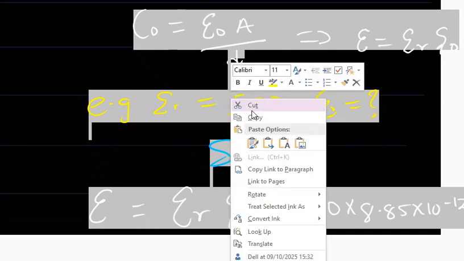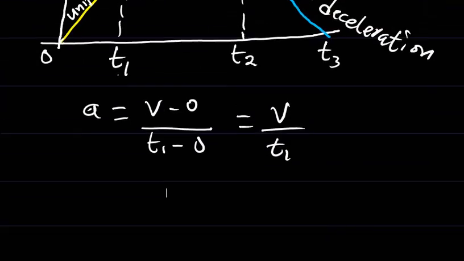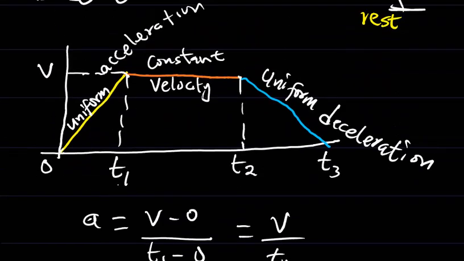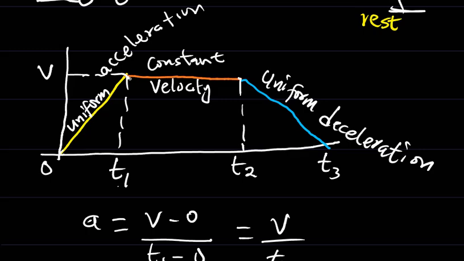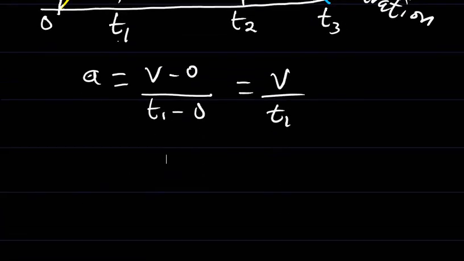All right, so okay, here we go. So now, at the end of this journey, after the acceleration, the constant velocity, and of course the uniform deceleration, how can we now calculate the total distance? Total distance covered by the object.